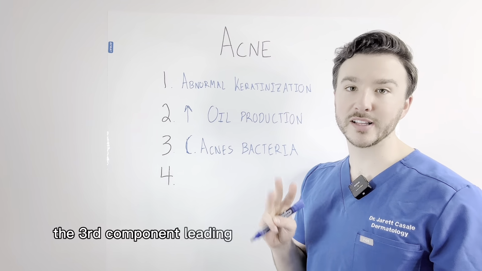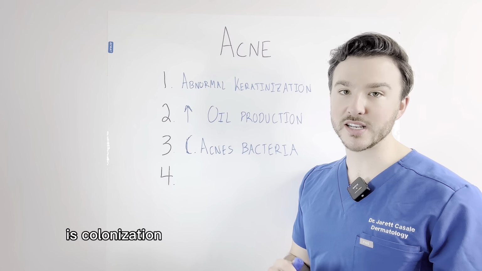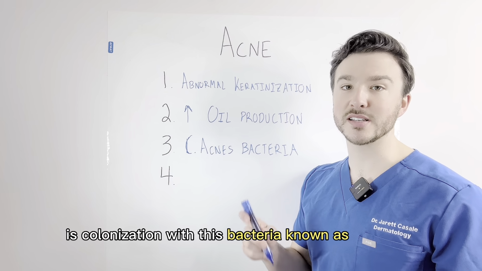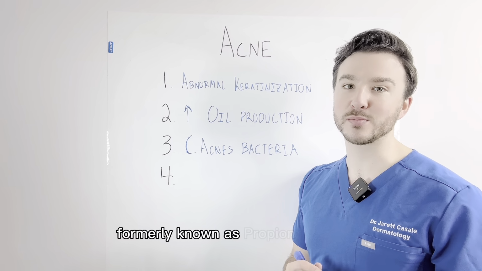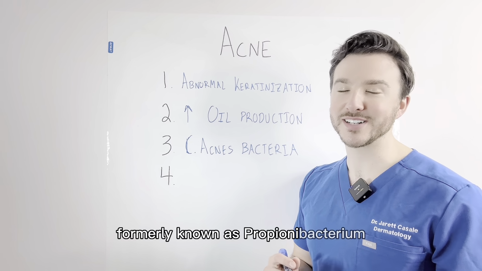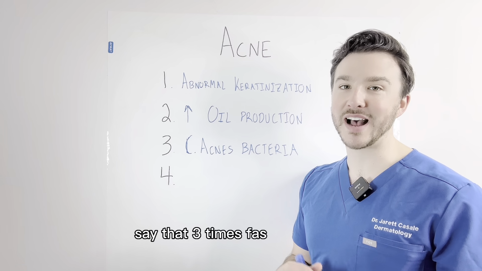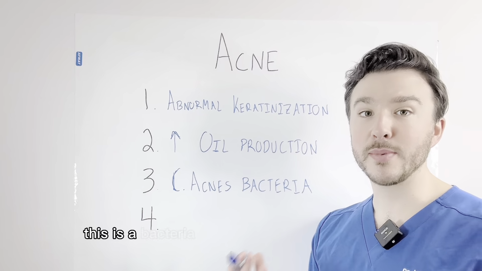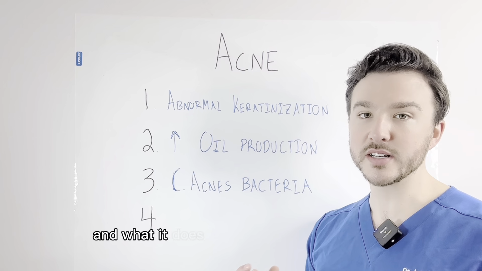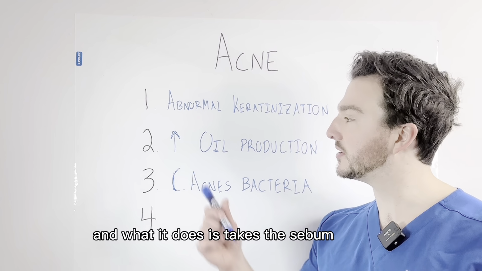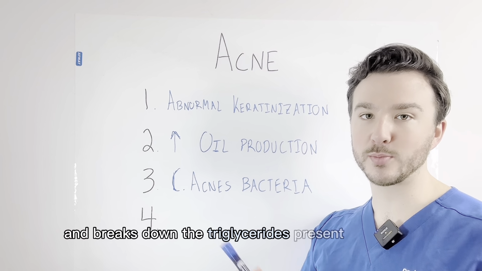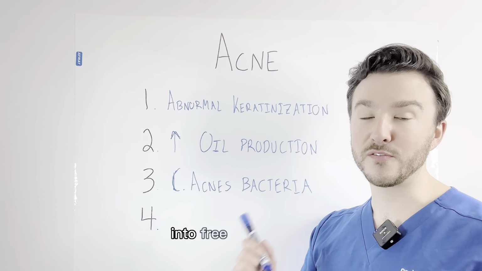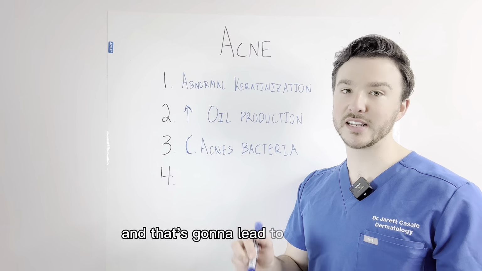The third component leading to the development of acne is colonization with this bacteria known as C. acnes, Cutibacterium acnes, formerly known as Propionibacterium, say that 3 times fast, or P. acnes. This is a bacteria that lives inside of the pores, and what it does is takes the sebum, the oil, and breaks down the triglycerides present in sebum into free fatty acids, and that's going to lead to number 4.